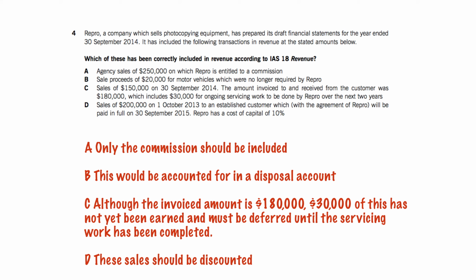Well, sales of 200,000, they're not though going to pay for a while with a cost of capital of 10%. So the payment isn't going to happen for 2 years, in fact. Those should be discounted and they're not. So they wouldn't bring in the 200,000, they'd need to discount it. So yes, C looked correct, and indeed that is the correct answer.